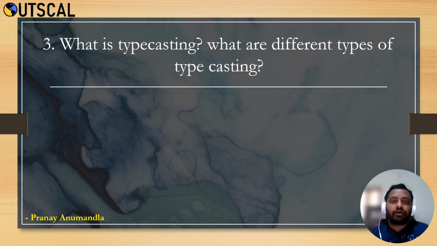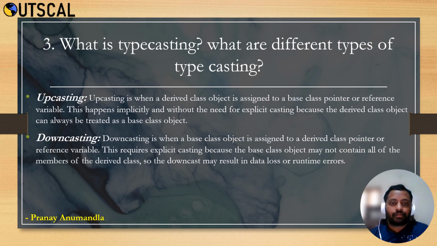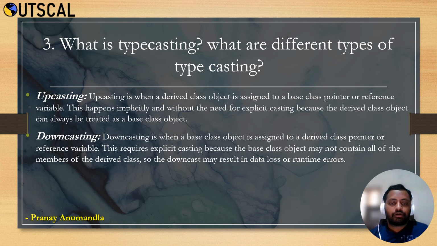Downcasting is when a base class object is assigned to a derived class pointer, because the base class might not be able to access all the functions or members defined in the derived class. So this might cause errors, runtime errors, data loss. That's all.